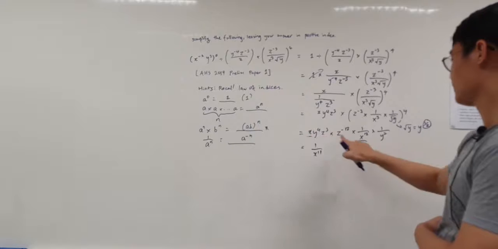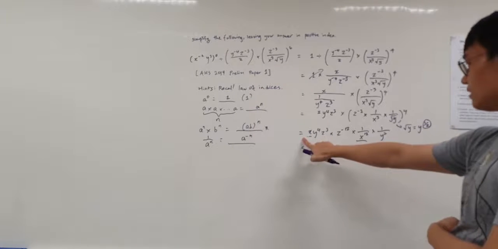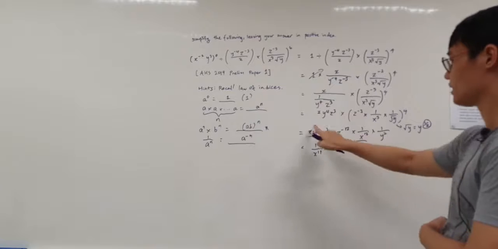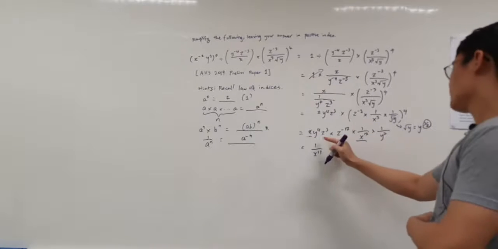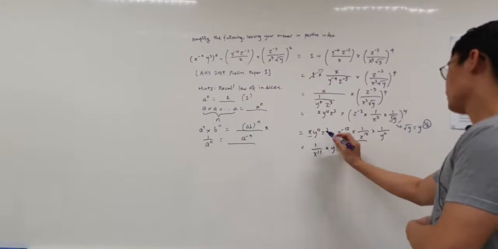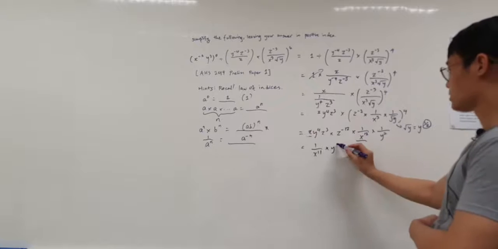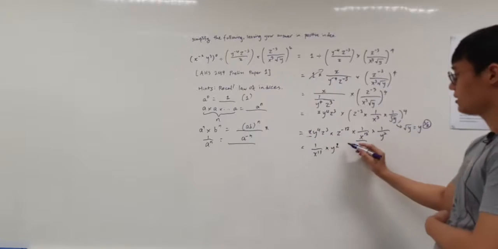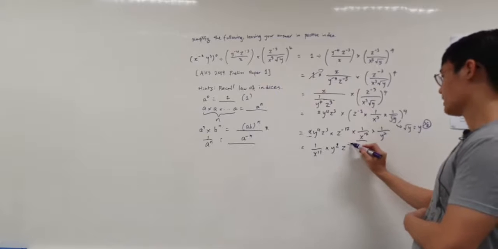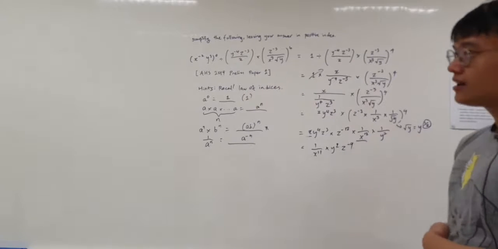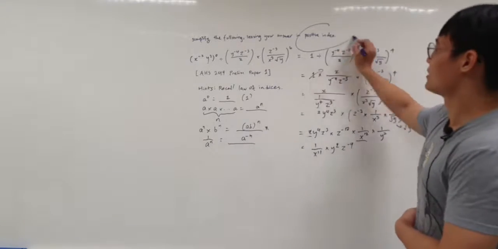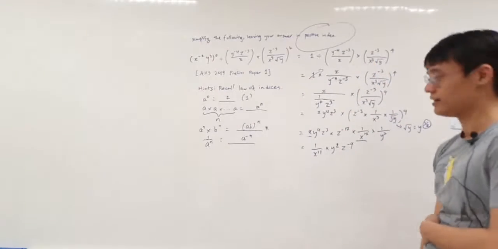Because there's 12 x's over here, so you just need to divide. We take out 1 x, take out 1 x. Then this, y to the 4 divided by y squared, is just y squared. And z cubed times z to the power minus 12 is z to the power minus 9. Okay? Although you can say we are done, but we're actually not done because we are looking at positive indices.